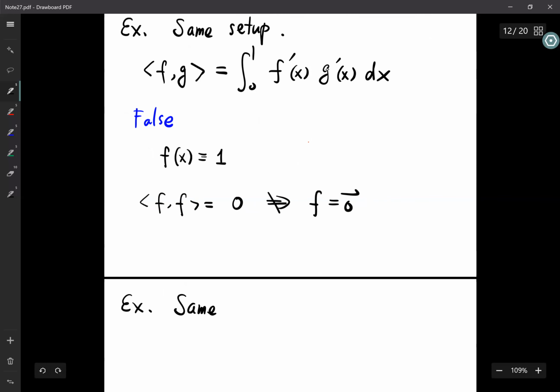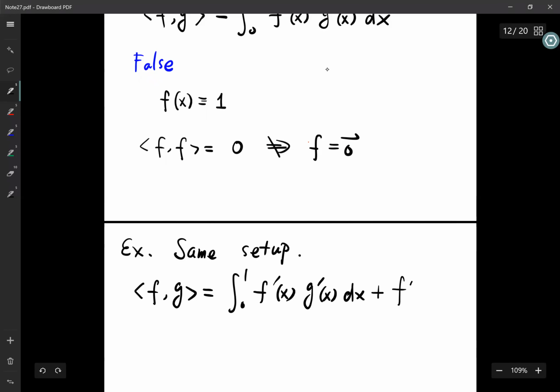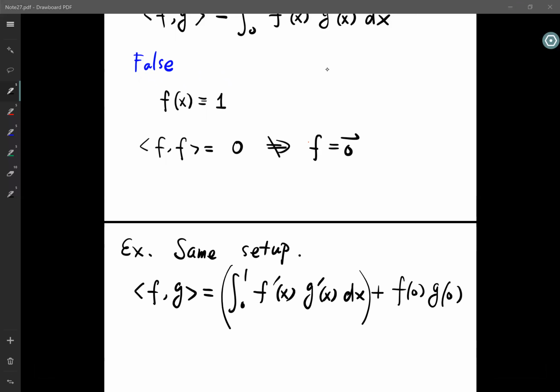Change again. Same setup. (f, g) is the integral from 0 to 1. You might say, wait a minute, this is exactly the same problem. Modify it: plus, so this is a parenthesis, plus the value of f evaluated at 0 and the value of g evaluated at 0. The question is whether this is an inner product.